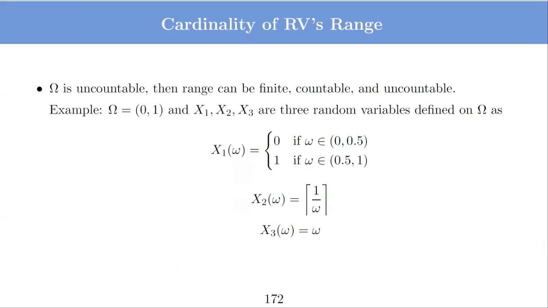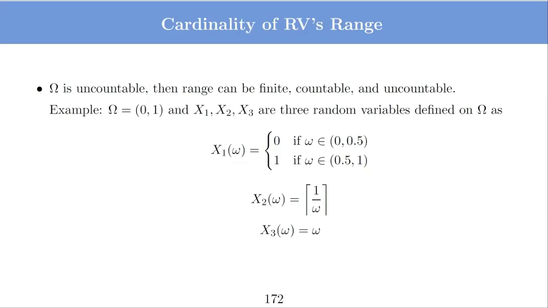Third would be when omega is uncountable. In that case, range can be finite, countable, or uncountable. Let us take an example here. Suppose omega is 0 to 1, and the experiment is to pick a real number between 0 to 1. So outcome will be one number. And let us define X1 of omega as 0 if omega is between 0 to 0.5, and 1 if omega is greater than 0.5 and less than 1.